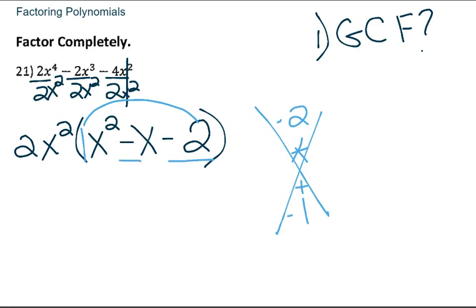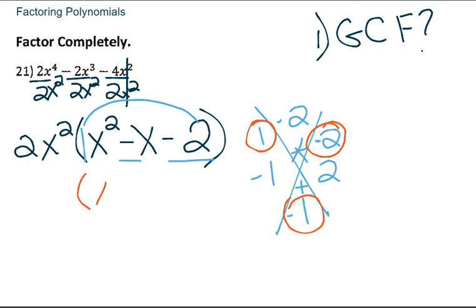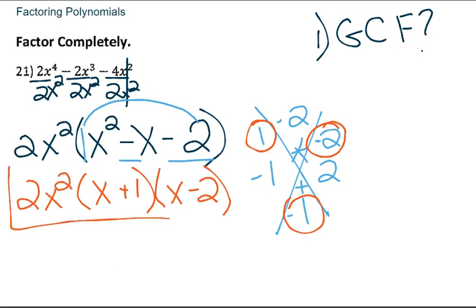So what multiplies up to negative 2? Well, I've got 1 times 2, 1 times negative 2, or negative 1 times positive 2. Well, 1 and negative 2 will add to negative 1, so I can factor this. This is going to be x plus 1 and x minus 2. Bring this down, my GCF. Now I have factored this as far as I can. So just make sure you factor it as much as you can, and then you're done.